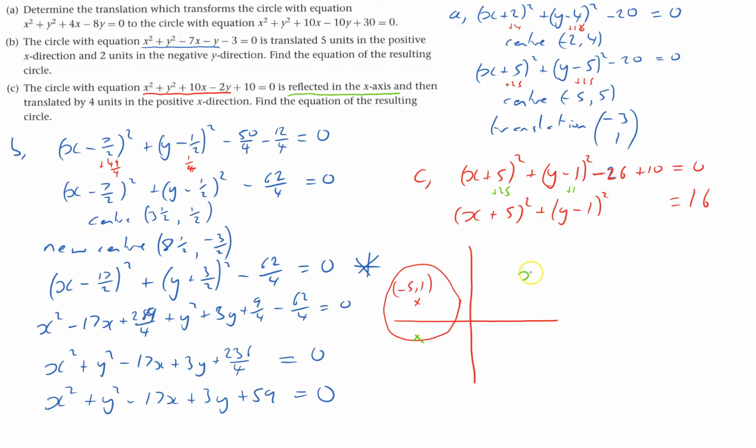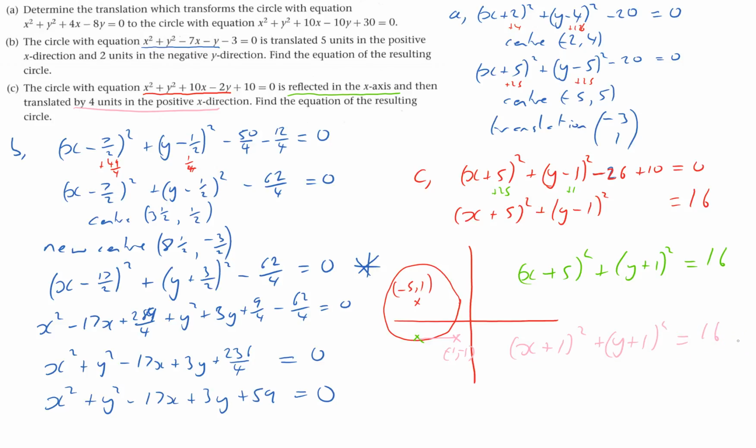It's still going to be x plus 5 squared plus, but now instead of the centre being 1, it's now minus 1, so that's going to be y plus 1 squared, and that still equals 16. And now, I'm doing pink, it's going to be translated 4 units in the positive x direction, so that's going to go to there. So my new centre is minus 1, minus 1, and so I'm going to get x plus 1 squared plus y plus 1 squared equals 16.